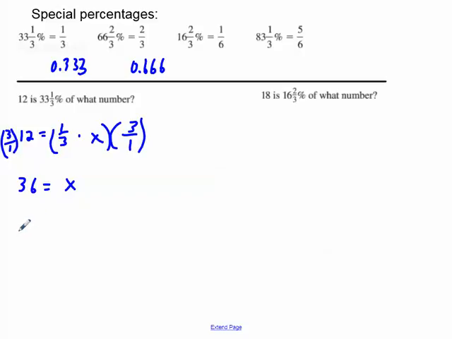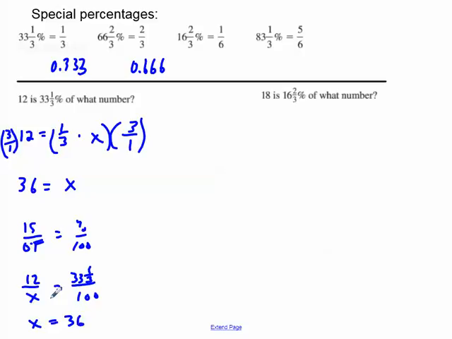We can also set up the is to of as percent is to 100, and here's just an example. Of what number? Let's translate this. 33 and a third percent, we could put 33 and 1/3 right here as to 100, is to of, 12 is of what number? X. Cross multiply, 12 times 100 divided by 33.3 equals my x. Again, x equals 36.